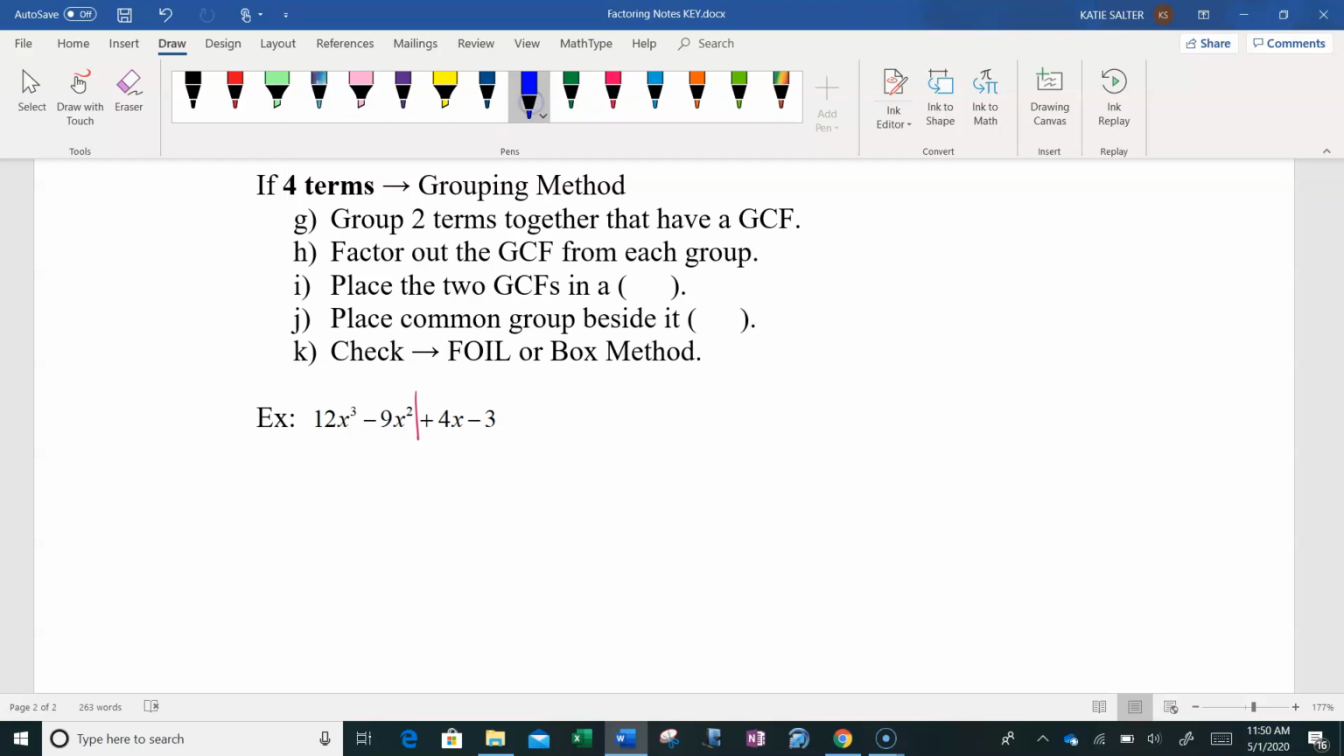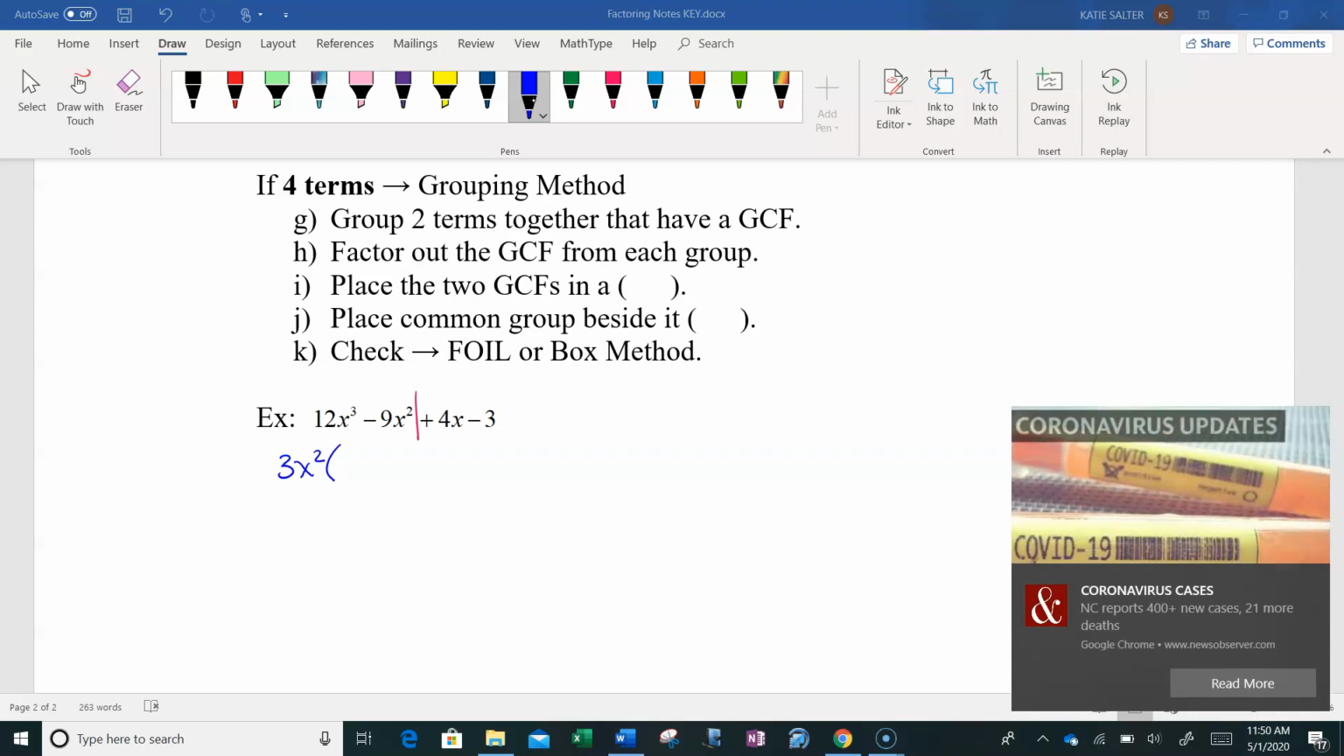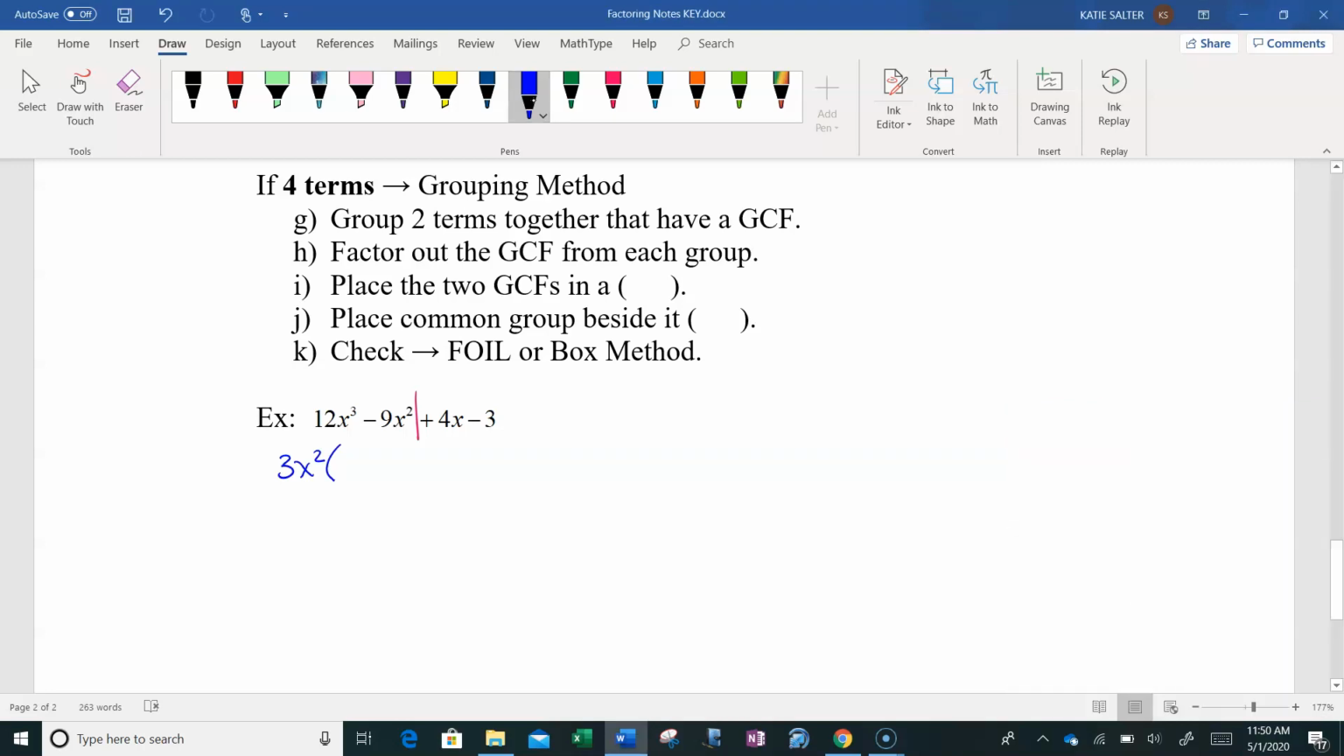All right, so what do our first two terms have in common? 3x squared. So 12x cubed divided by 3x squared is 4x, and 9x squared divided by 3x squared is minus 3. Remember, you always have to have a sign here. You got to have plus or minus. That's a mistake some students make. And whatever this sign is in front of that third term is what's going to go right here.